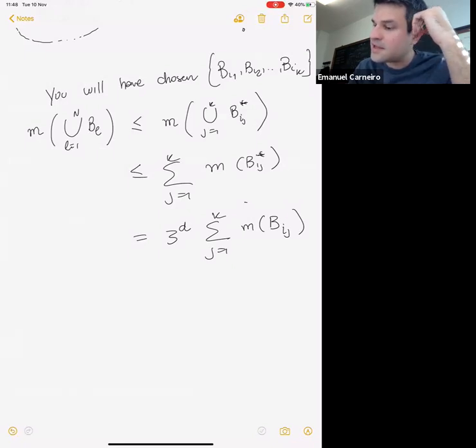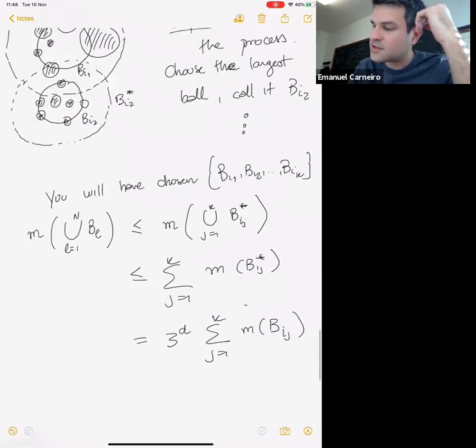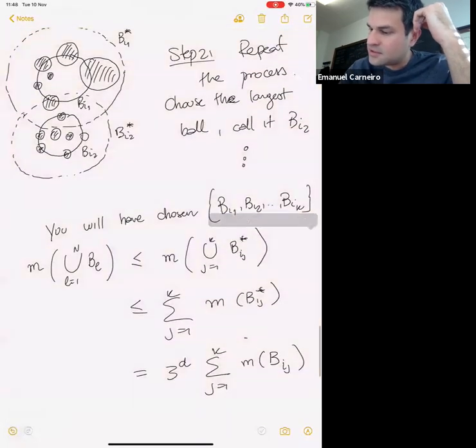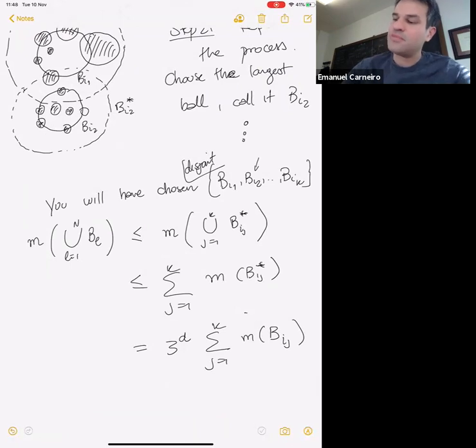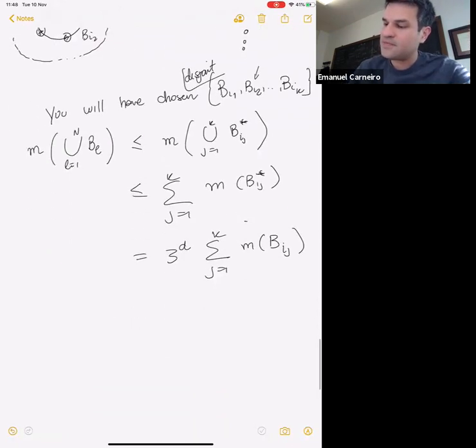Well, and here it is. And now the balls BIJ that you constructed, these balls are disjoint. These here are disjoint by construction, right? You chose the ball BI1, you deleted all the balls that touched this ball. So the ball BI2 by construction is not touching BI1. You deleted all the balls that touch this BI2, and then BI3 is chosen not to touch BI2 or BI1, and so on. So these are disjoint. And this is the inequality that you wanted.